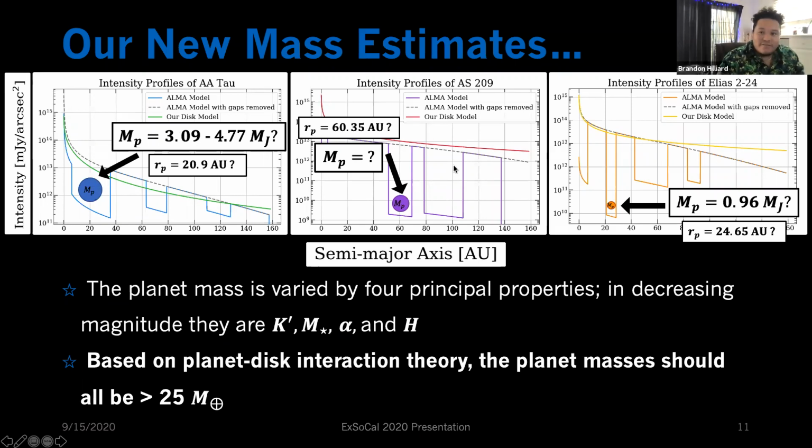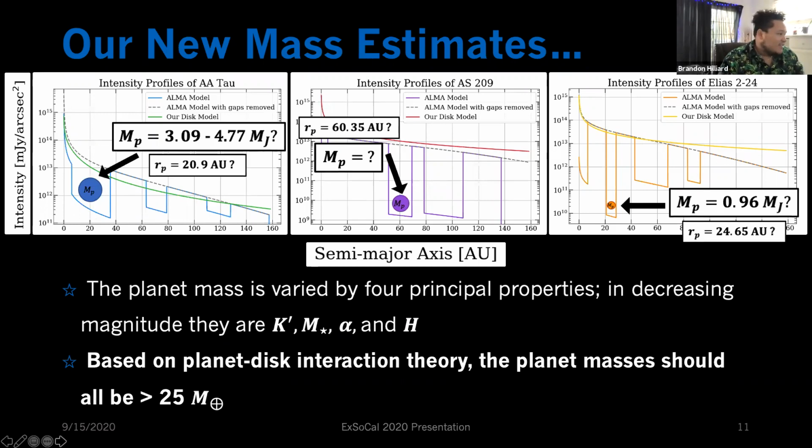AS209 got a very, very low calculation because K prime was also too low. And this has to do with the relationship between the dust gap width being too narrow and also being too far away. So this is located at 60 AU versus 20 AU. So planets that are located closer to the star resulted in higher planet mass calculations. And if they were also too narrow, that also resulted in a very low planet mass calculation.